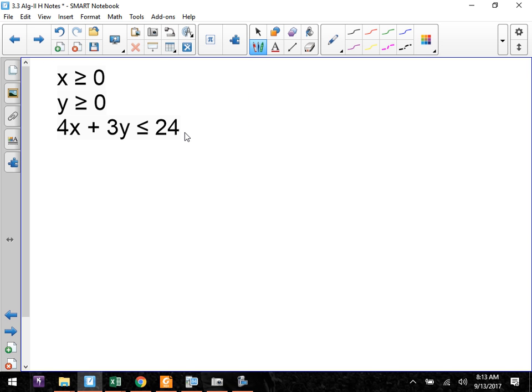Now, what I want you guys to think of here is when x is greater than or equal to 0, that means you're going to the right. When y is greater than or equal to 0, it means you're moving up. So that means this is what we call a first quadrant problem. All I have to do is draw the first quadrant, because what direction is x positive? Going to the right. What direction is y positive? Going up. Does that make sense? Yes.